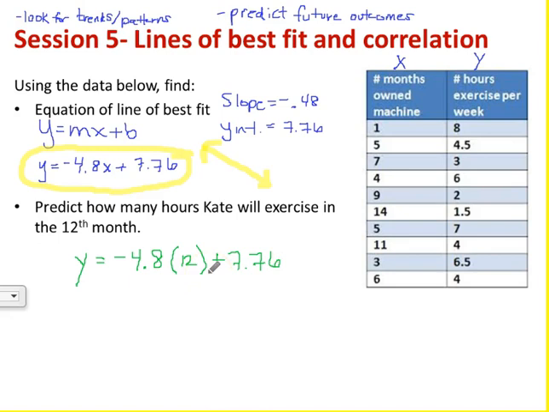Negative 4.8. Oops, I did that wrong. It should be 0.48, not 4.8. All right, so on the calculator, type in negative 0.48, multiply that times 12, and then add to that 7.76, and I get 2. So y equals 2. That means in the 12th month, Kate most likely is going to exercise for 2 hours.